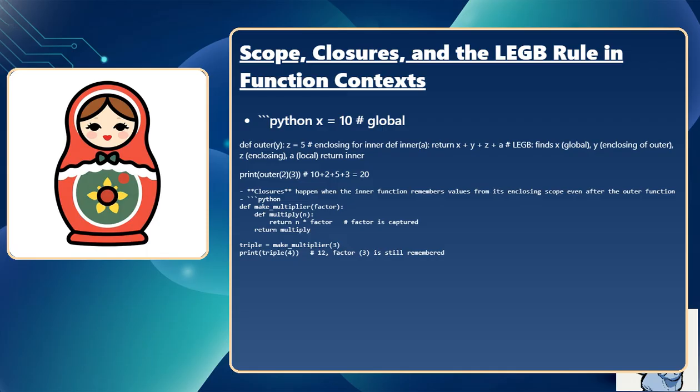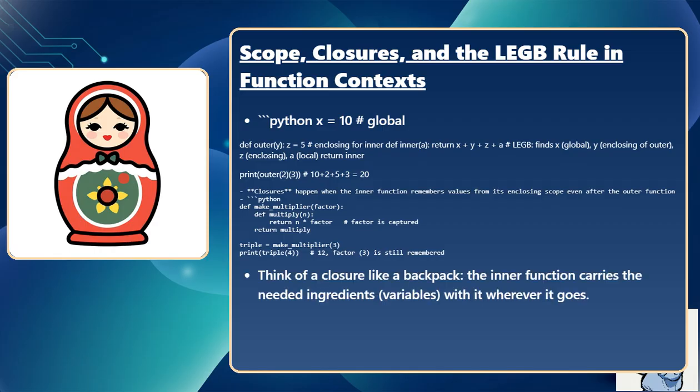Assign triple to make_multiplier(3). print(triple(4)), result 12. Factor 3 is still remembered. Think of a closure like a backpack: the inner function carries the needed ingredients, the variables, with it wherever it goes.